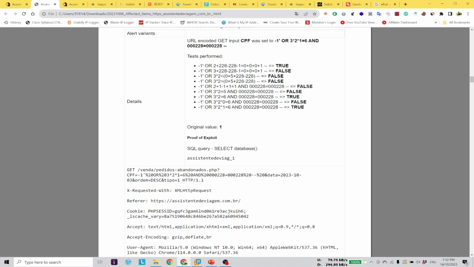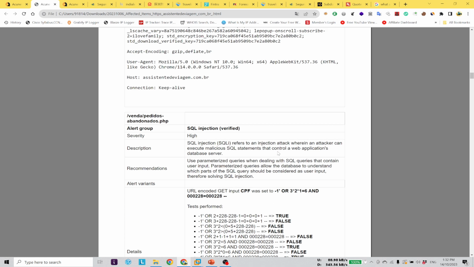What is this query doing? It is selecting the current database available on the DBMS. This is a MySQL query. The Acunetix scanner performed one SQL query and it gave the result. What is this? This is the current database name. So this has proved the vulnerability and also verified it.